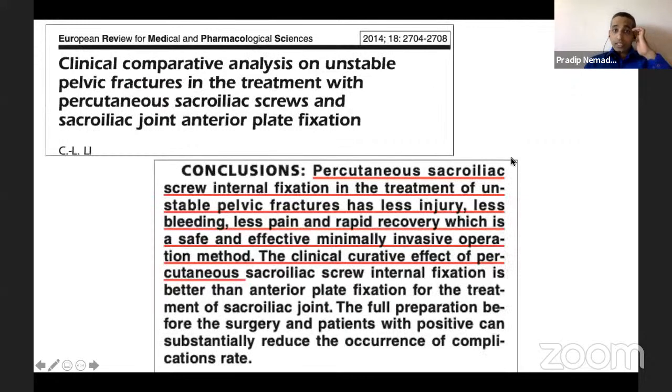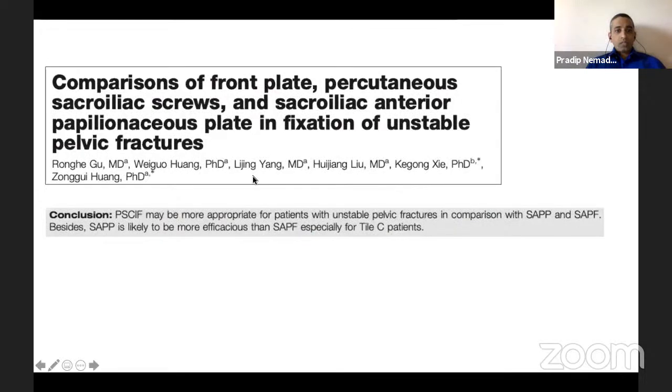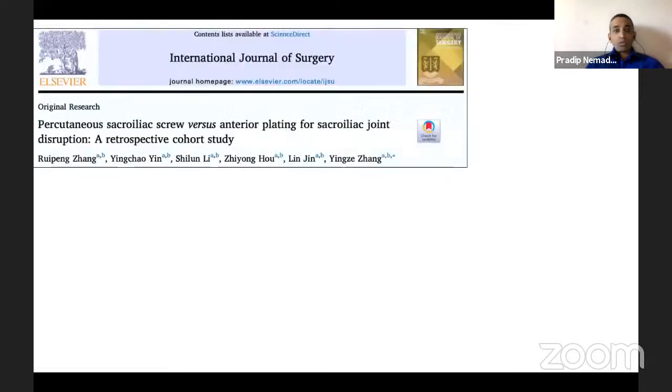Another article, where they clinically compared it, says that the percutaneous fixation has less injury, less bleeding, less pain, and rapid recovery, and that's why it is one of the most favored treatments for the fixation. So in that case, the screws are favored. This one article has compared the front plate, the percutaneous plate, and the sacroiliac anterior papillonius plate, and they said that the combination of the papillonius plate and the screw is biomechanically a better fixation than the screw alone.